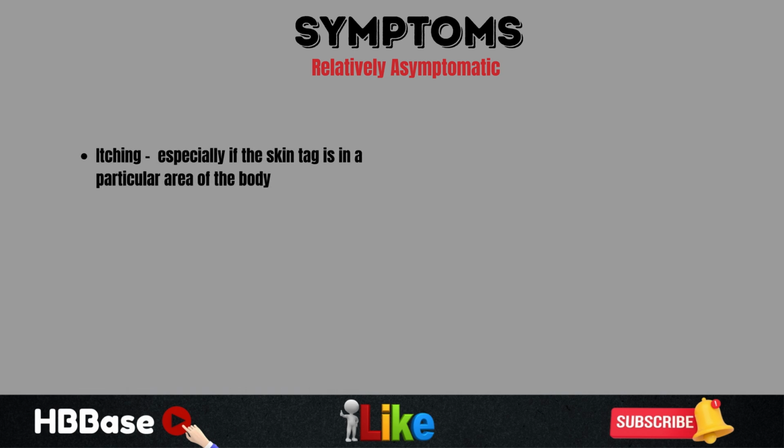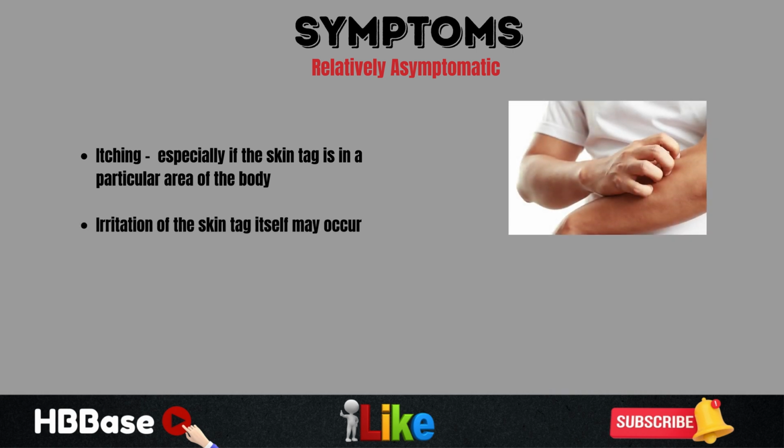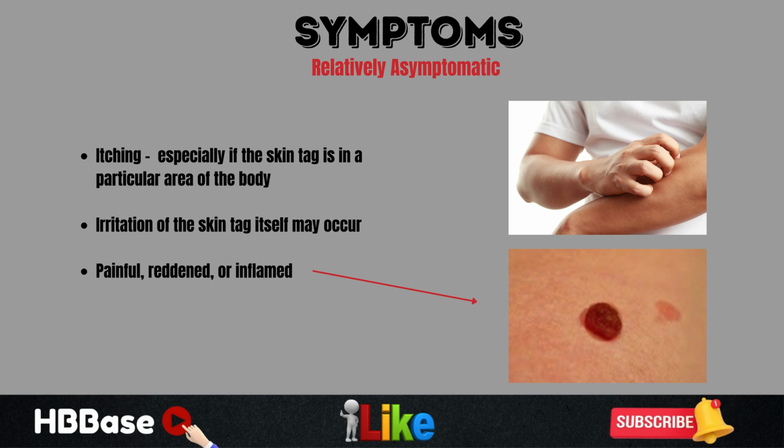Now, there may be some associated symptoms from these skin tags in some individuals, although they're going to most often be relatively asymptomatic, meaning that they are not going to cause any symptoms for the patient. But some potential symptoms that a patient may experience from these skin tags include itching. So itching may occur especially if the skin tag is in a particular area of the body that is becoming irritated. Irritation of the skin tag itself may occur as well, leading to pain or inflammation of the skin tag. So the skin tag itself can become painful, reddened, or inflamed, so it can look like this. And then it can just be a nuisance to some patients if it's rubbing against clothing or jewelry, for instance.